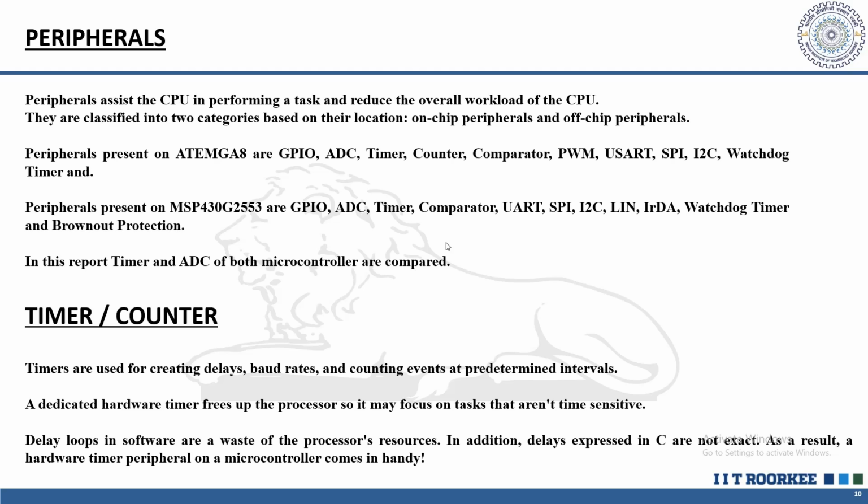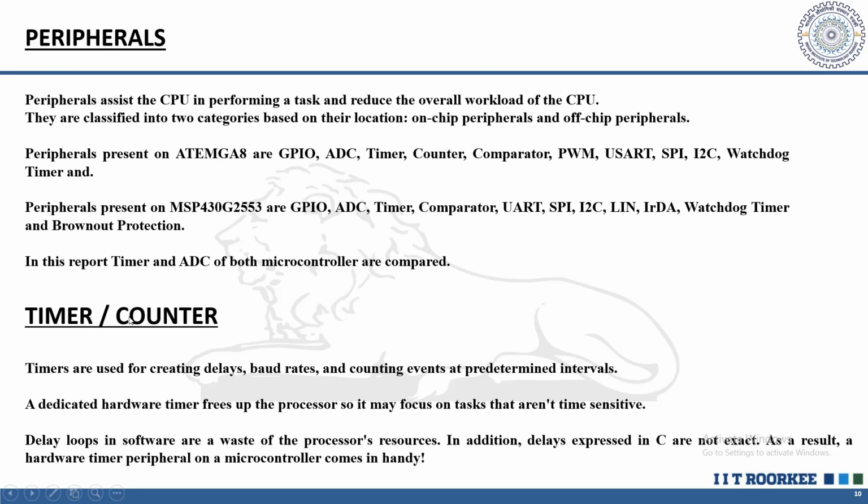Now peripherals. Peripherals assist the CPU in performing tasks and reduce the overall workload of the CPU. If we compare the peripherals, we can see GPIO, ADC, timer, and counter are common in both. Now, if we consider the communication protocols, then LIN and IrDA are extra in the MSP430. And there is brownout protection here. That is, if the voltage drops below a certain level, then the microcontroller goes into reset mode.